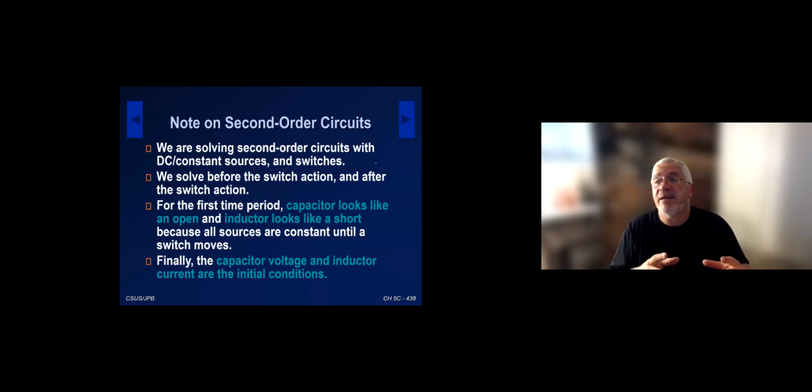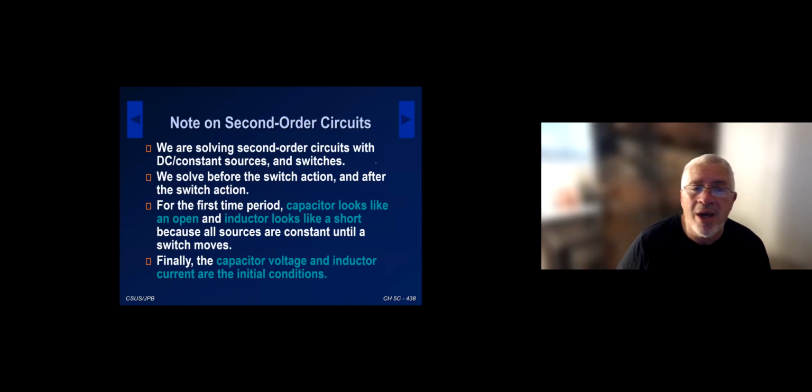Of course, we didn't see them together in first order. We saw them separately. Finally, regardless of what you're being asked in a problem, the capacitor voltage and the inductor current are the initial conditions. So you must calculate those two, because that's what we're going to use for initial conditions in the circuit. So hint: second-order circuits, you're going to need two initial conditions.